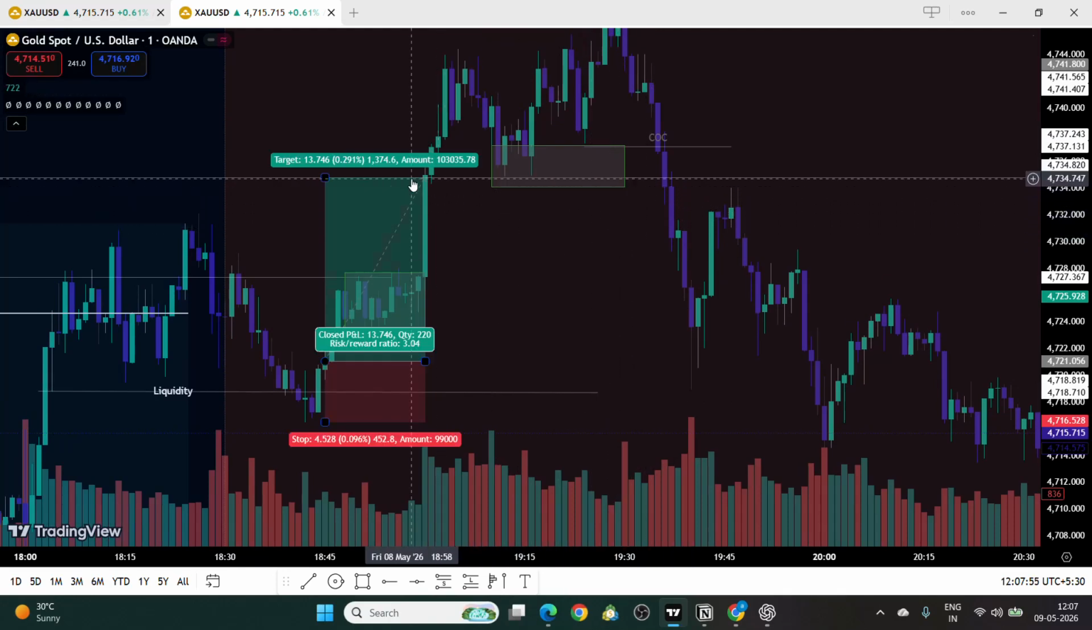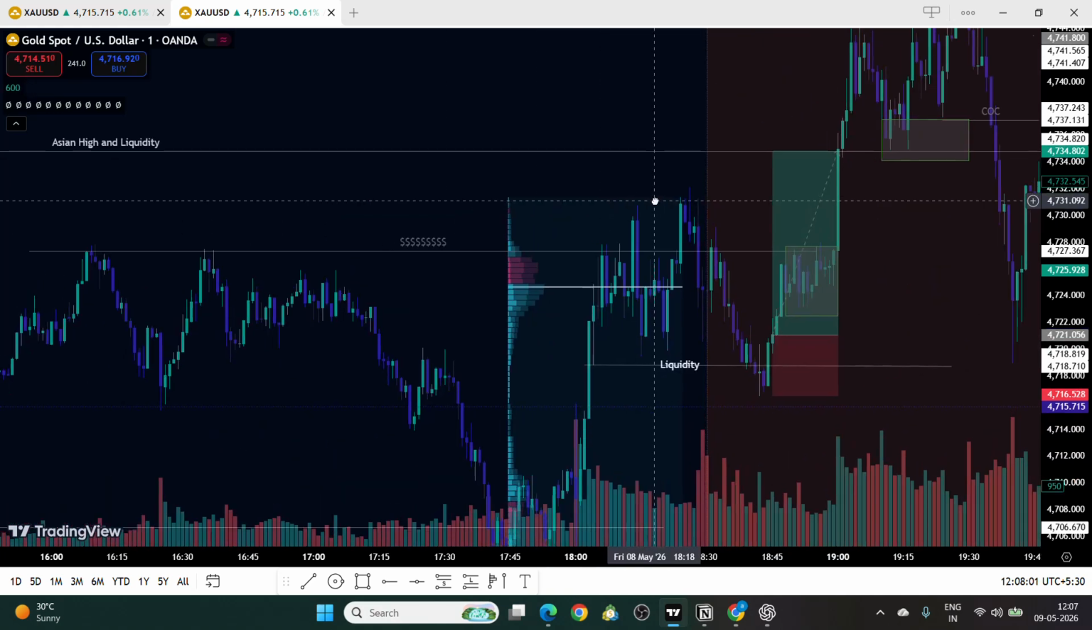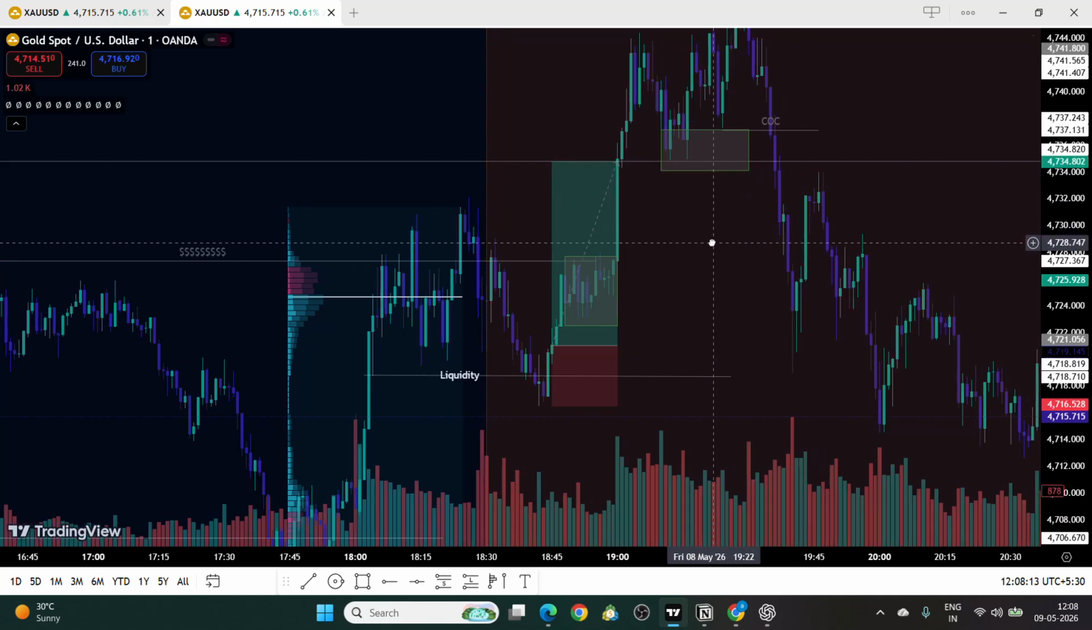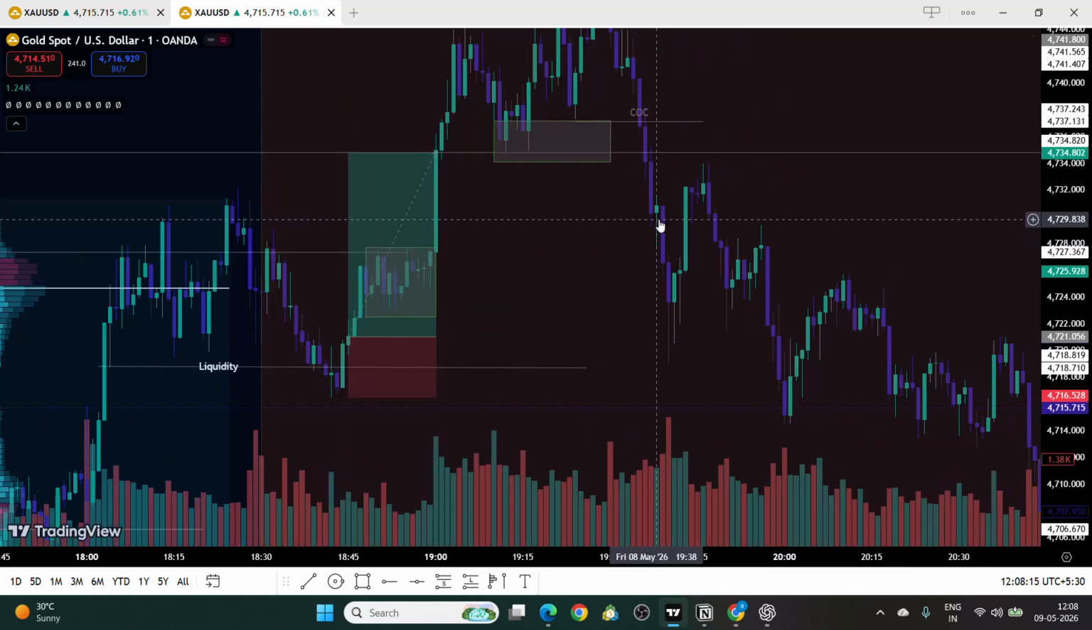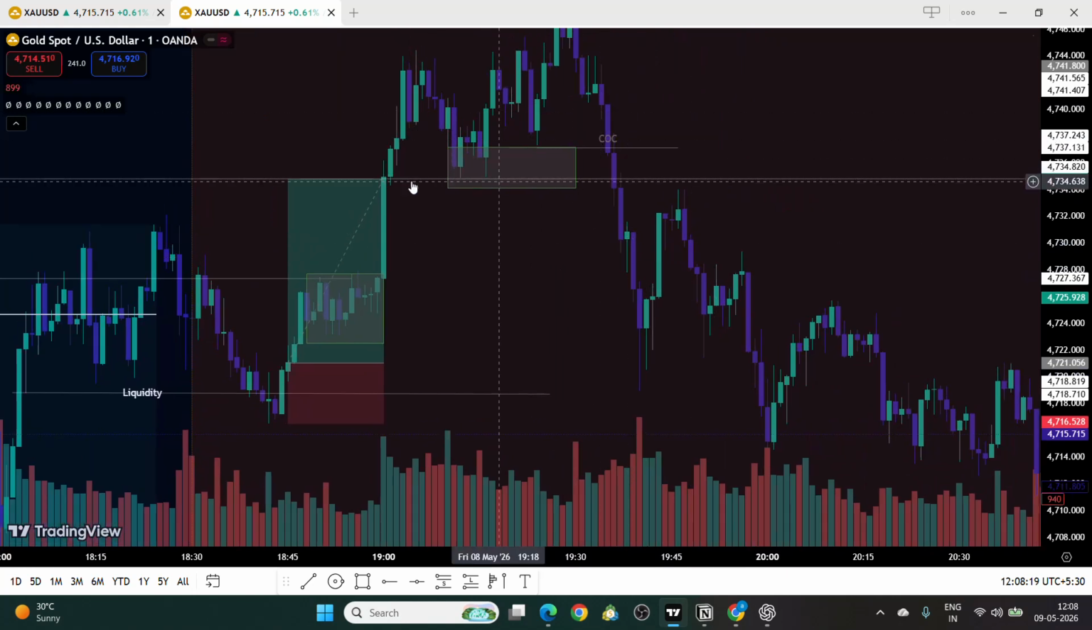Just wait till it breaks the area of this Asian high, and it is broken down. It acted as a support, and let the market again act this as a resistance for the sellers to take the control of the market. From here we can take entry again, but we need to wait for the perfect candle.